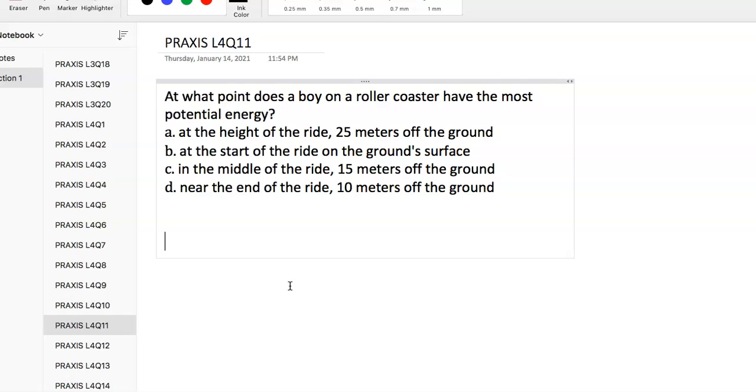Okay, potential energy question. At what point does a boy on a roller coaster have the most potential energy? And the answer is at the height of the ride, 25 meters off the ground. The higher an object or person is above the ground, the more gravitational potential energy it or they have.